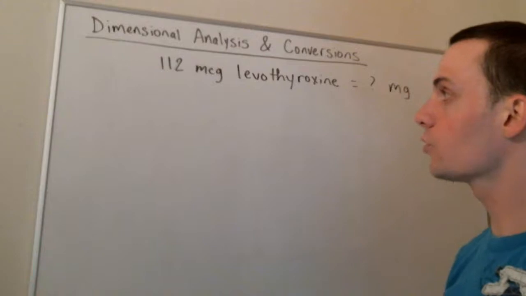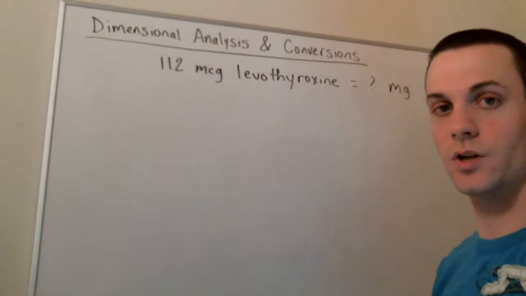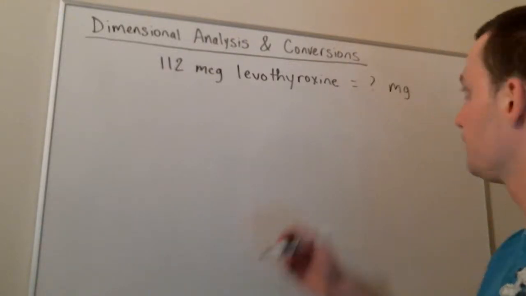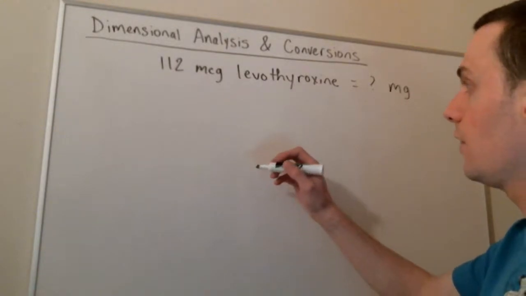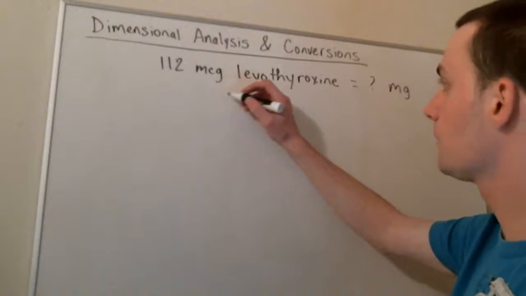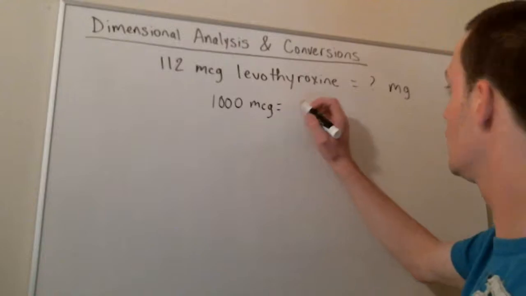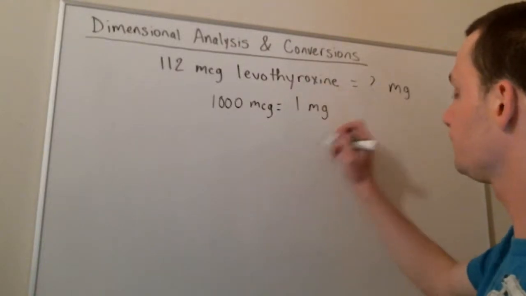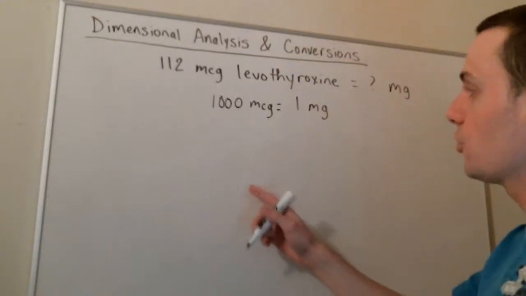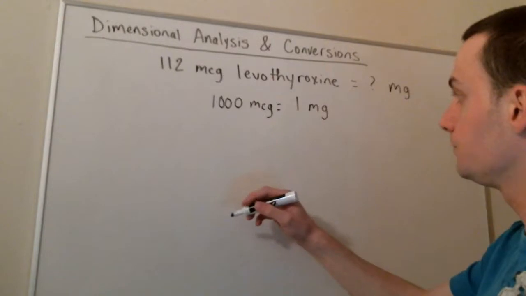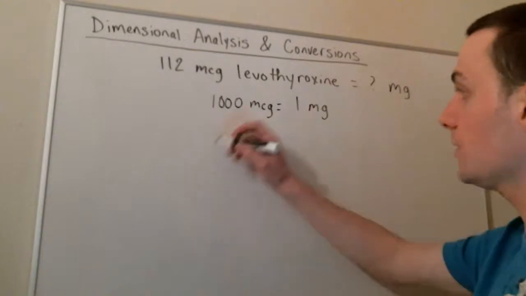Now, to convert 112 micrograms into milligrams, we're going to need to use a conversion factor that relates micrograms to milligrams. Now, we know from the video yesterday that there are 1,000 micrograms in 1 milligram. We need to create a conversion factor between these two. And the conversion factor will just be a fraction that divides the two quantities.